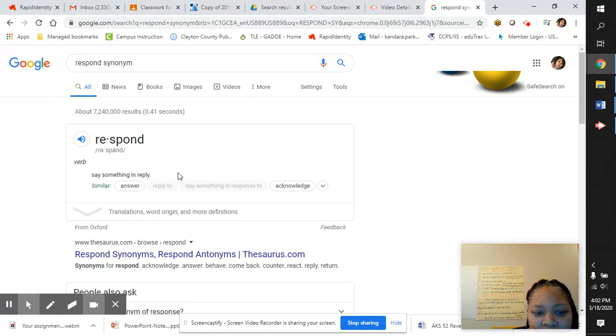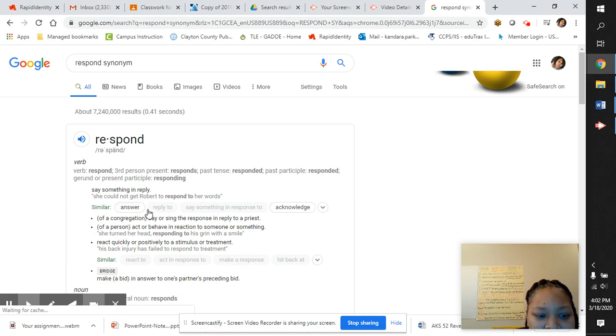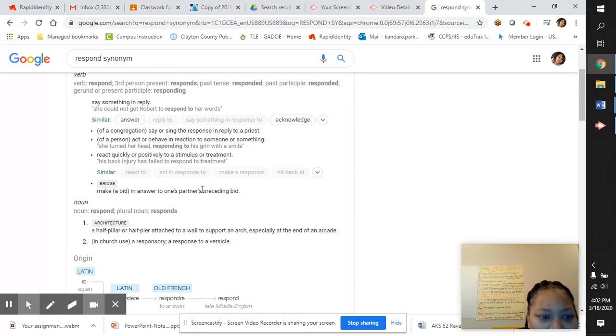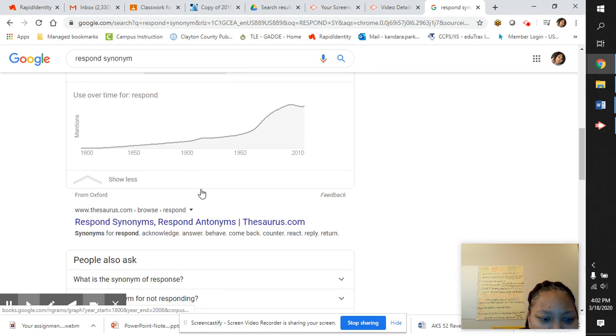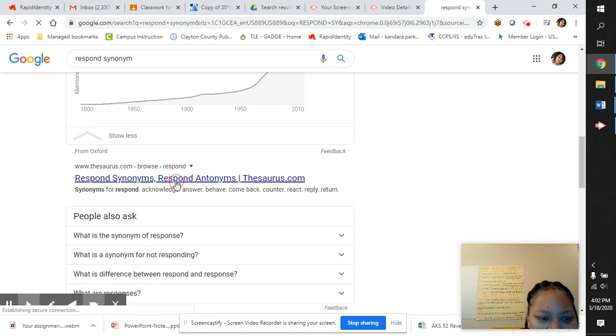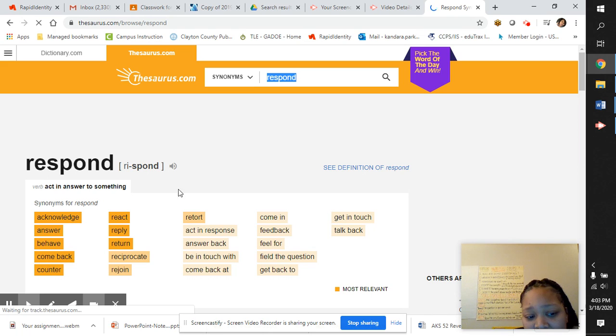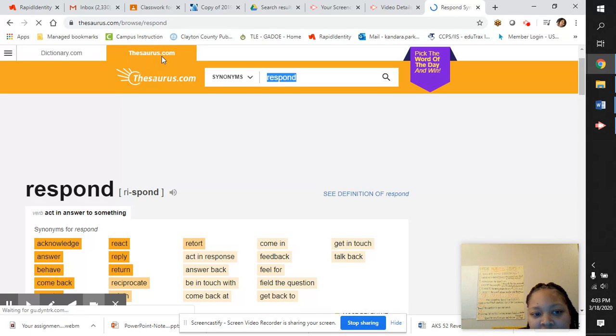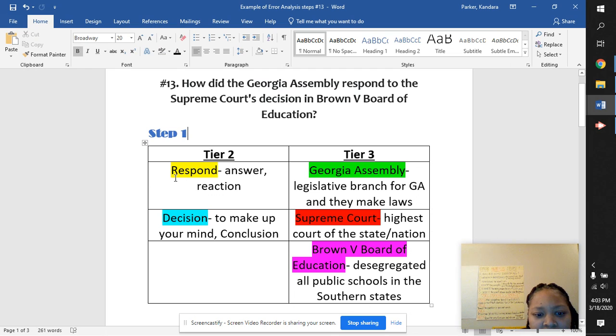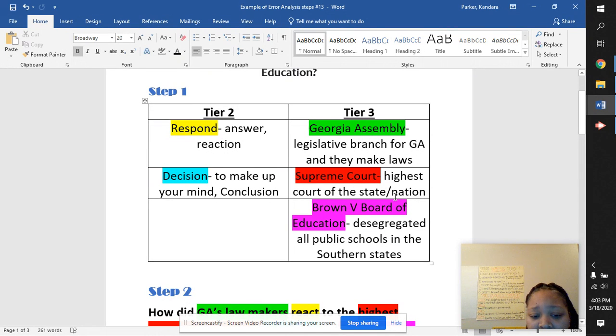Boom, to say something in reply, or you can also click the down arrow key just for more information. I'm going to go to a thesaurus. A thesaurus is always the best. A thesaurus's job is to literally, like I said, look at it, to give you words that also mean that. Okay. So this will be a great source, thesaurus.com. Now I'm going to go back to my document. Okay. To answer, to react, okay, decision, to make up your mind, conclusion. These were all examples from my kids earlier today.